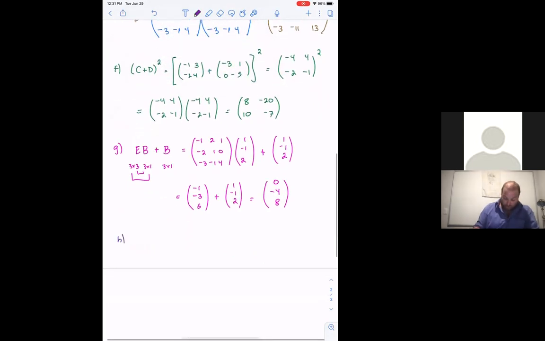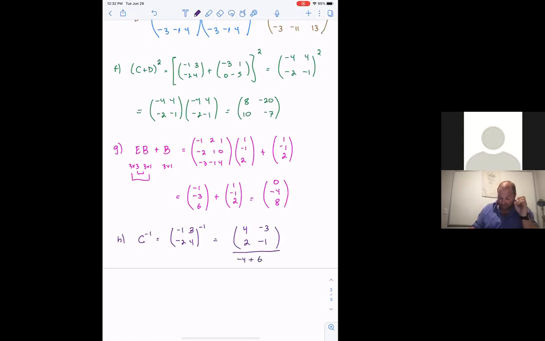H, we're looking for C inverse. That is the inverse of [-1, 3; -2, 4]. Well, you can always invert a square matrix. How do you invert a 2 by 2? You switch the main diagonal, you negate the off diagonal, and then you divide by -4 minus -6, which is the same thing as 2. So 4 over 2, -3/2, 1, and -1/2.